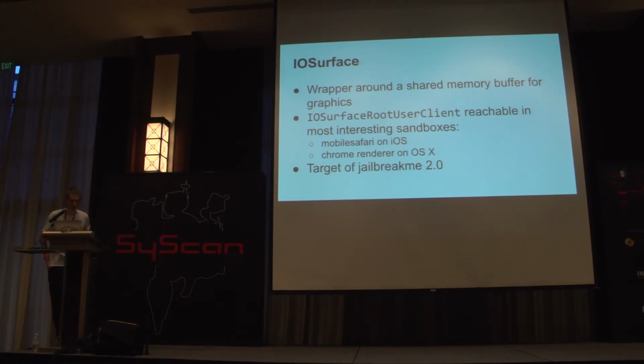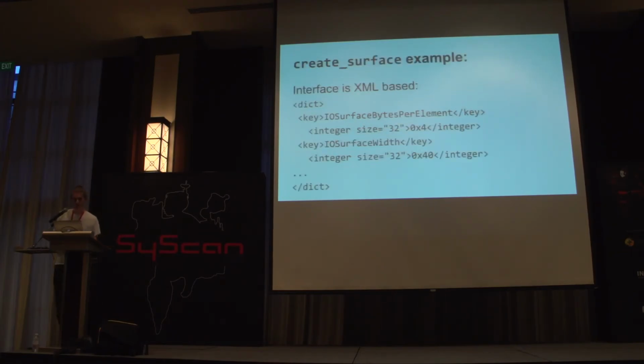So this was involved in Comex's Jailbreak Me 2, iOS jailbreak for, I think, iOS 4. So here's an example of calling external method 0, which is create surface. So literally the API, the data that you pass to the kernel is this XML string. So you can see that it's passing IO surface bytes per element 4, IO surface width 40.